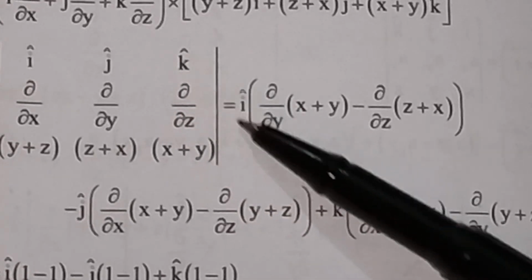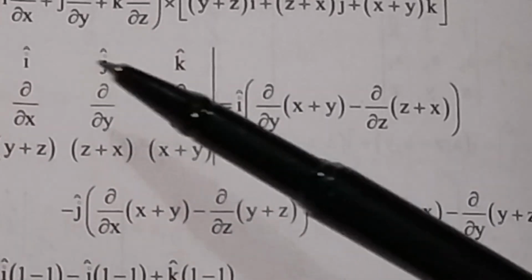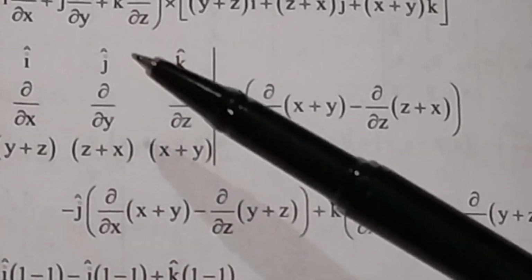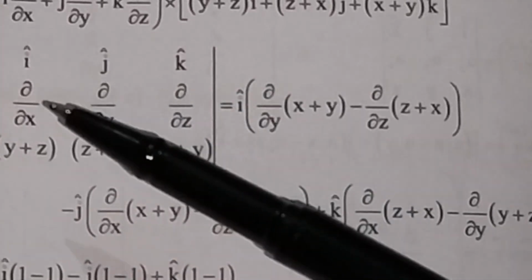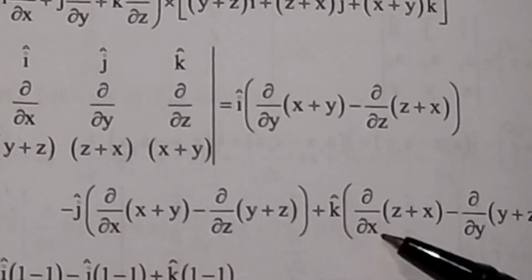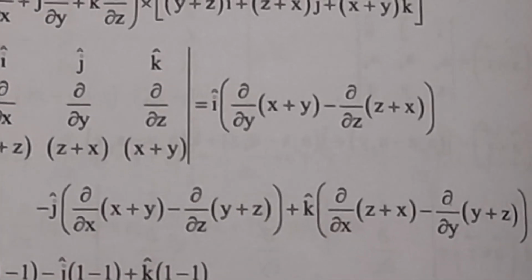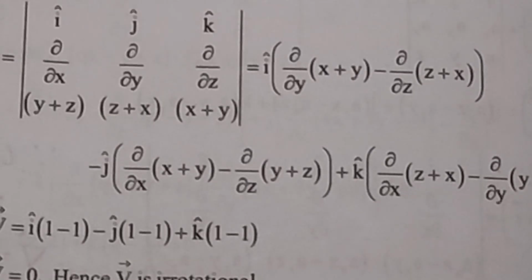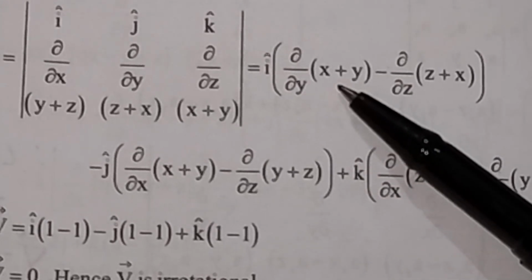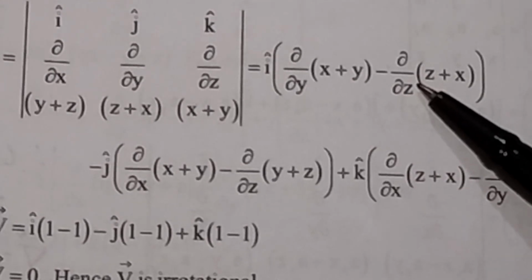Then for the k component, you have k cap, you leave this column and this row. So partial derivative of z plus x with respect to x, the first term, minus partial derivative of y plus z with respect to y, the second term. If you find the partial derivative of x plus y with respect to y, this will be equal to 1, and for the partial derivative of z plus x with respect to z, this will be equal to 1.